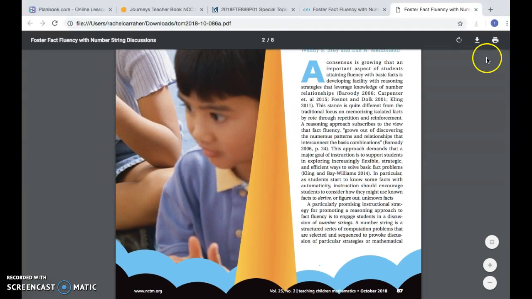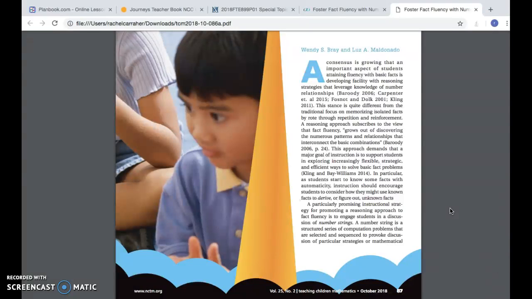So what this first part talks about is that there used to be an idea that just knowing the basic facts is better than knowing the reasoning behind them. So we focused more on the timed tests, which I discussed in my last article, rather than finding out how they got to the point that they knew the answer.